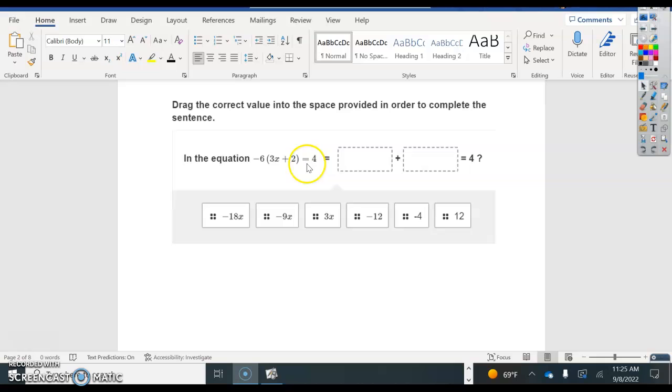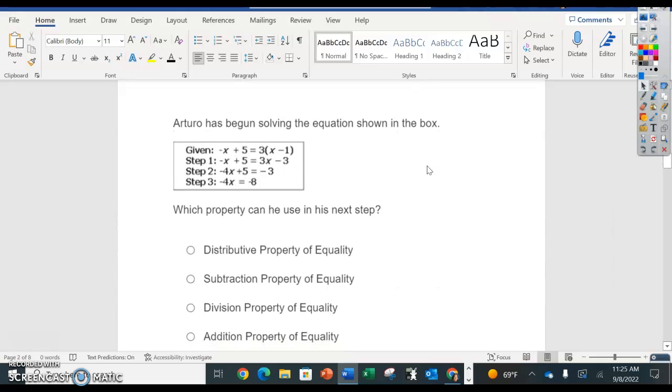You can see that the equals 4 is still here. So all they're wanting to do is see that you can do distributive property. So -6 times 3x is -18x, which would go in the first block. -6 times 2 is -12. -12 would go in the second block. Now, if this had a minus sign, it would just be 12. But this is a negative times a positive. So since that's a plus, we know we're adding a -12 there. Okay, so that's all you would do for that one.